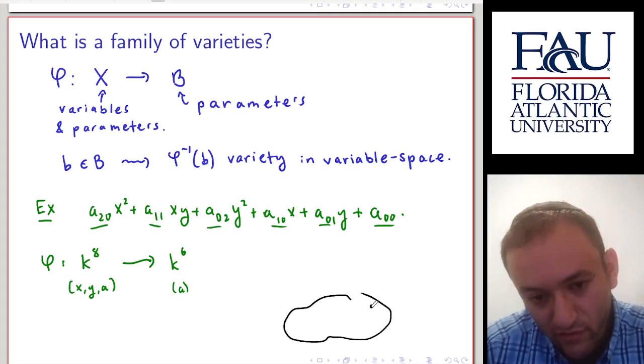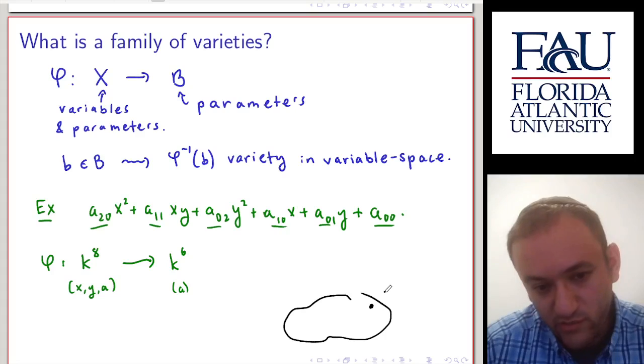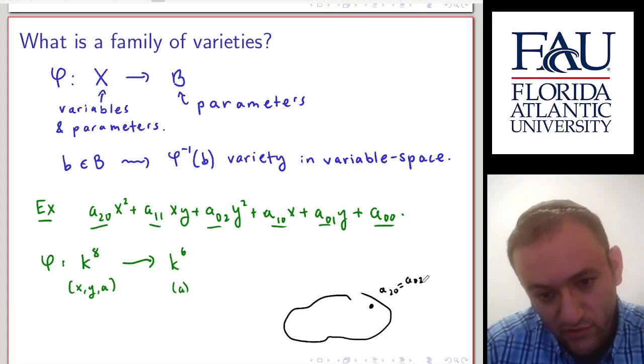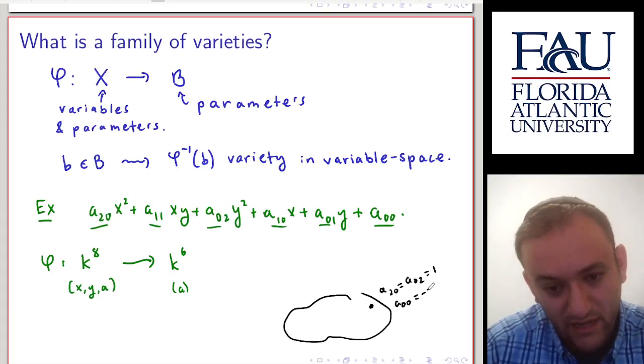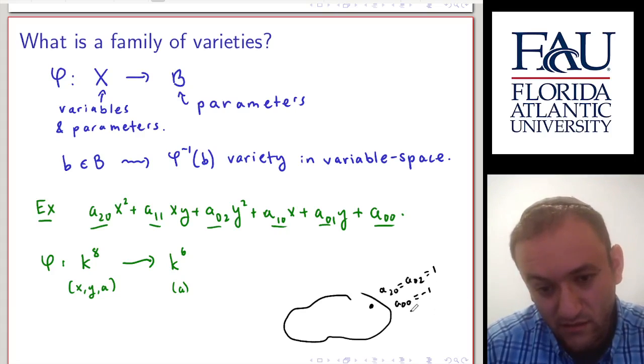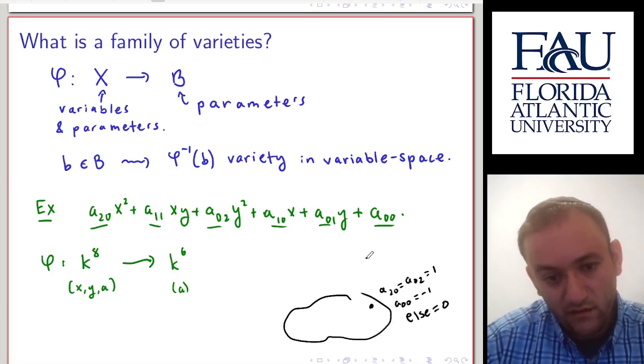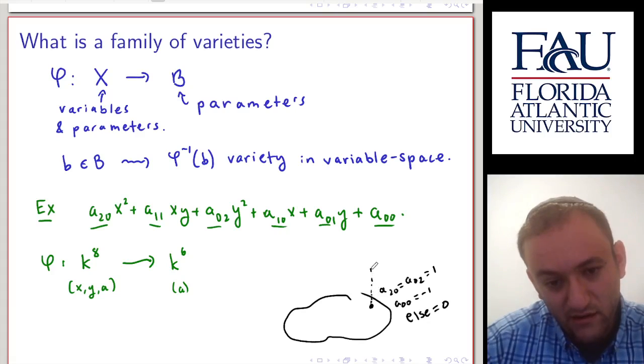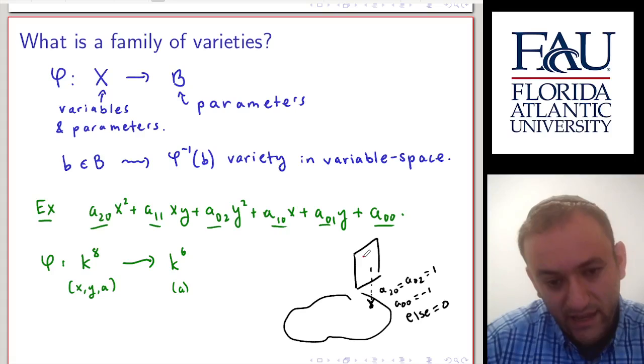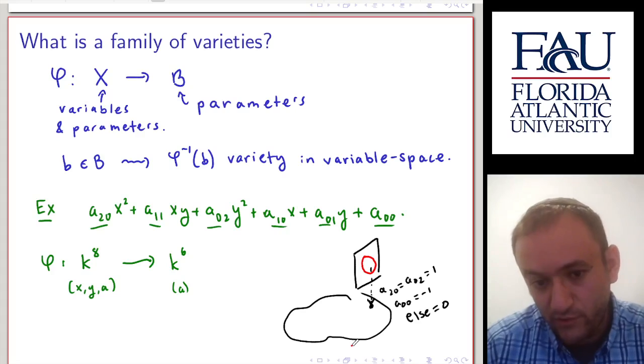So let's say we have a point here corresponding to a20 and a02 are 1, and then a00 is -1, and then everything else is 0. Then I can think about that coming upstairs from the following two-dimensional variety, or variety in two-dimensional space, being a circle. Okay.